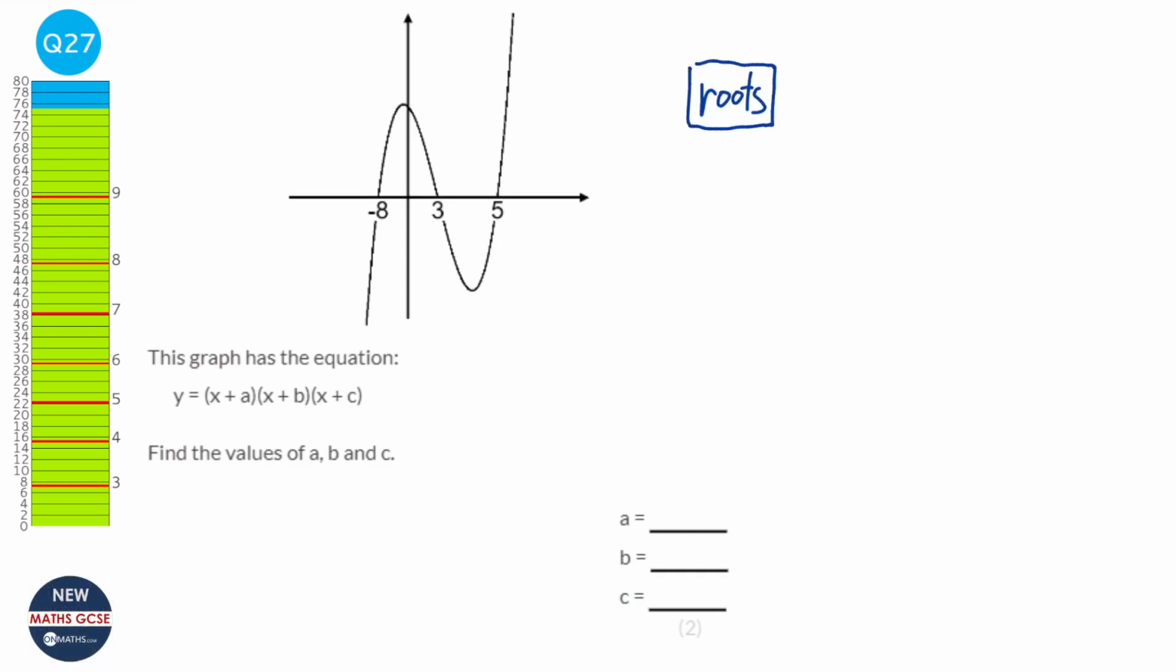So the first thing to do is we want to find the roots from the sketch that we've got. And the roots are just where the graph crosses the x-axis. So we can see it crosses it here at -8, crosses it here at 3, crosses it here at 5.